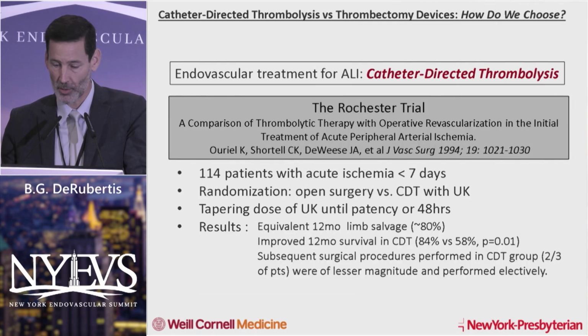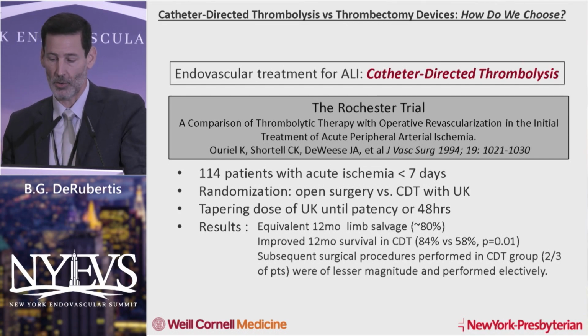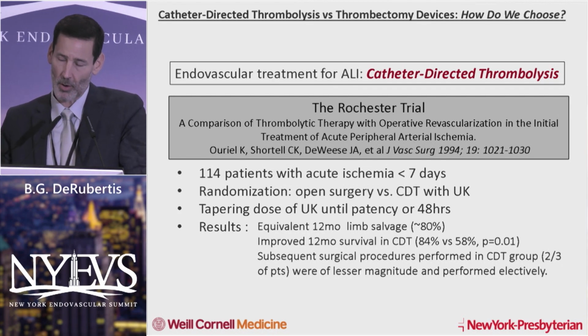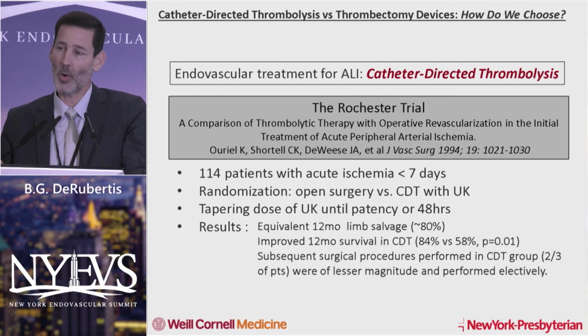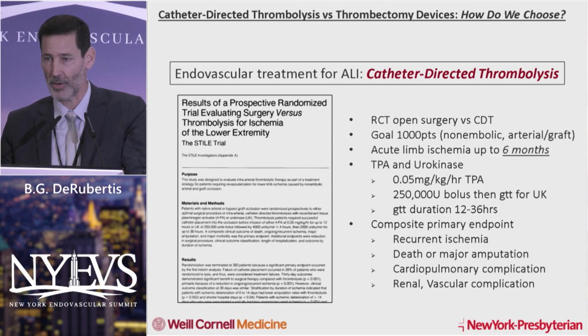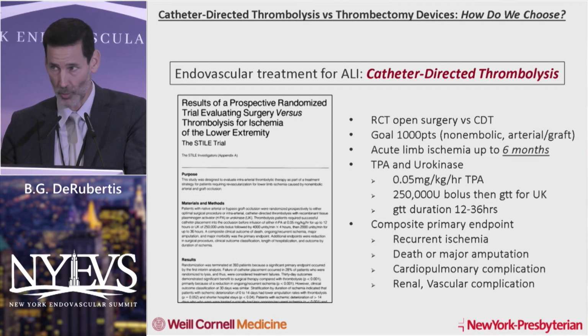So is there a proven clinical benefit? You've already heard a little bit about this. The Rochester trial was one of the first trials to look at the use of thrombolytics. Essentially all of these trials from the early 90s showed generally equivalent 12-month limb salvage rates. Some studies, such as the Rochester trial, showed improved 12-month survival in the catheter-directed therapy group compared to the operative surgical group. Importantly, many of these patients treated with catheter-directed therapy first do go on to require some type of surgical intervention, but it is generally of less magnitude than going straight to a bypass.